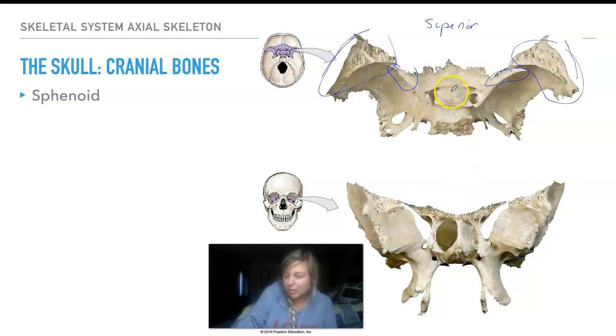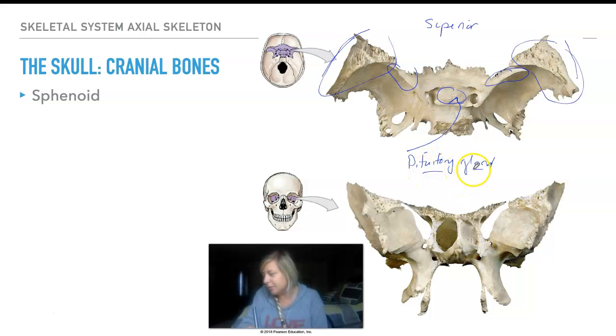Right in the center here, this is a structure called the sella turcica. It means like Turkish saddle. This is actually where the pituitary gland sits. And we will see the pituitary gland a couple times in the nervous system and the endocrine system, but it's called the master gland. It sits right inside of there.